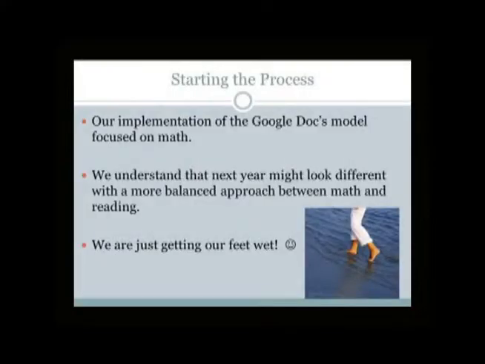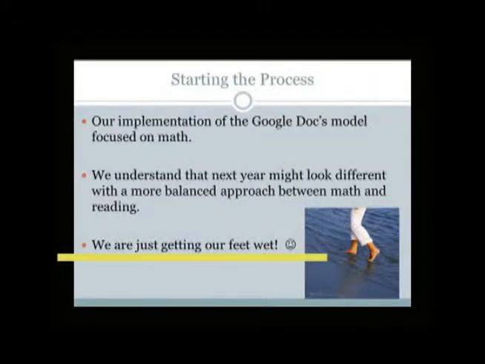So, starting this big task and this big process, our implementation with Google Docs focused on math. We know that next year it needs to look different. We need to have an even balance with math and reading, even though maybe my comfort level is the math, but I understand that the need is there with the reading as well. We are just getting our feet wet with this process, and we know that there's so much more to this process than what we will present today. And maybe some of your other groups have dabbled in that other part.